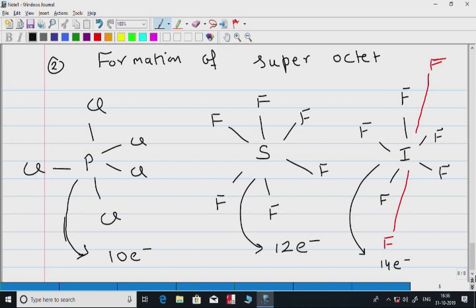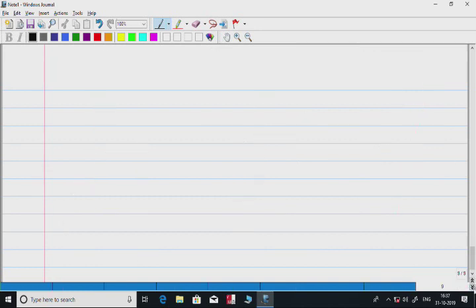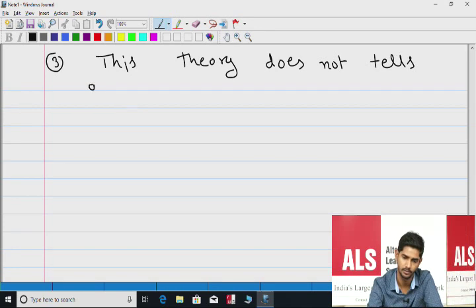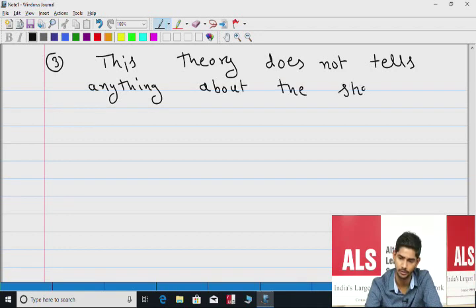Then this theory does not tell anything about the shape of the molecule.